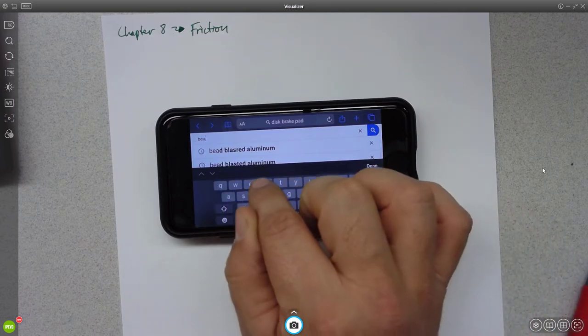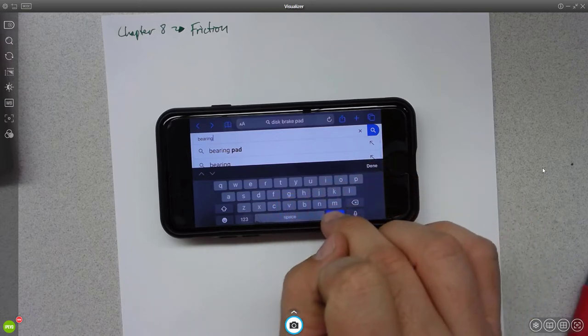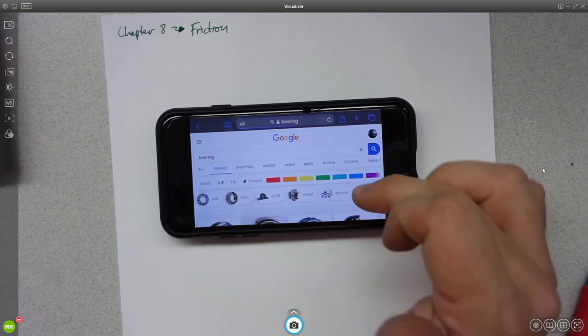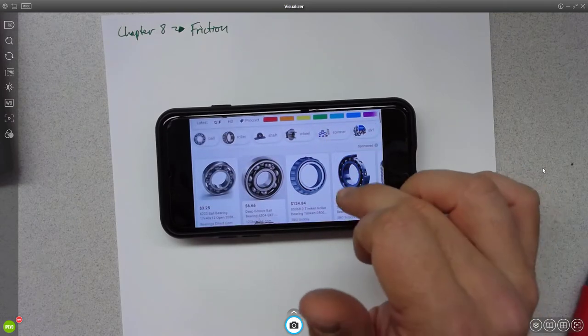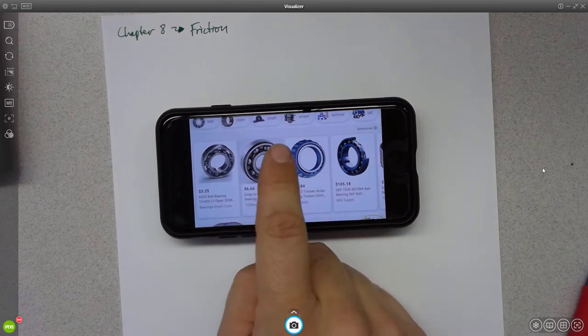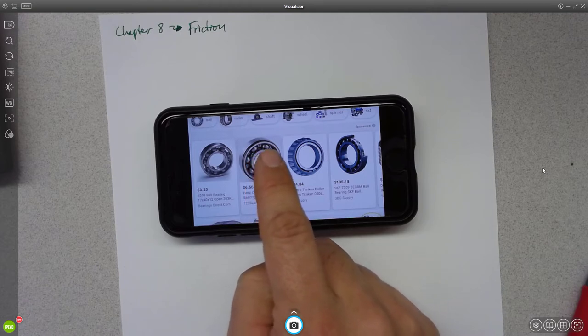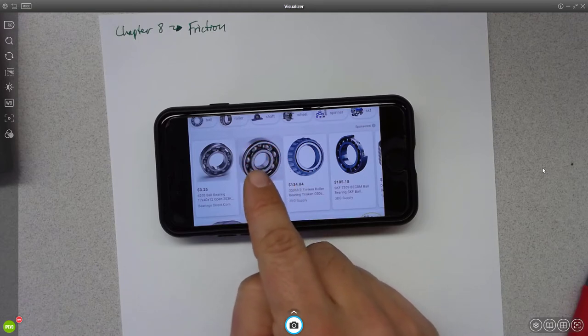A fidget spinner is somebody in China deciding that we should put three ball bearings together and sell it at gas stations for way too much money, right? So when we think of bearings, we think of something like this. There's an outer race, that's this outer diameter. There's an inner race, that's this inner piece. And then there's balls between them.